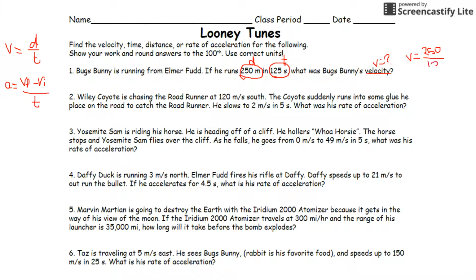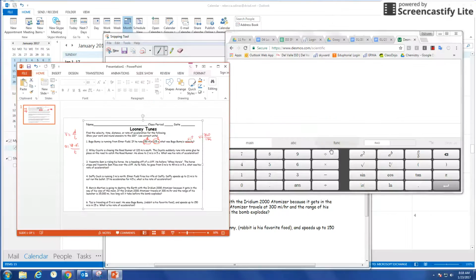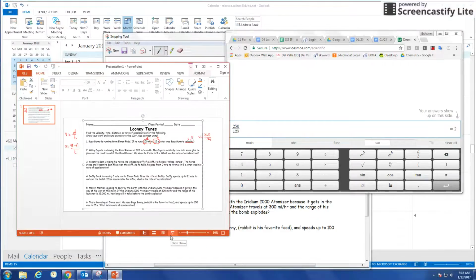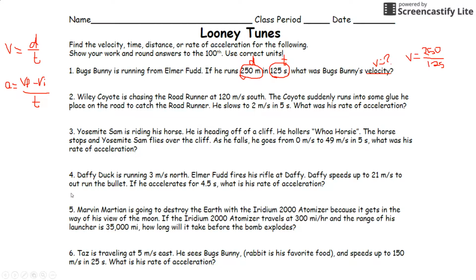Time is 125 seconds. I'm going to use my Desmos calculator to figure this out. 250 divided by 125. My answer is 2. So V equals 2. Distance was meters, time was seconds, so it's 2 meters per second. Okay, there's an example of velocity.